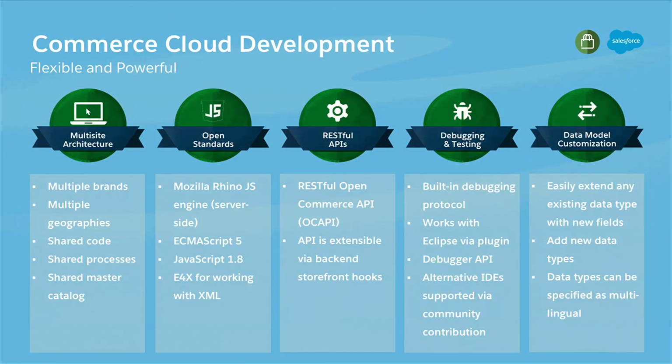A little bit about the Commerce Cloud development platform. We have multi-site architecture, JavaScript open standards, RESTful APIs, debugging and testing tools, and data model customization. With multi-site architecture, you can support multiple brands with multiple geographies with a shared code base, shared processes, and a shared master catalog. So you can make changes that are shared across all of your sites, or you can split up your code base changes and only affect individual sites based on how you build out your code base.